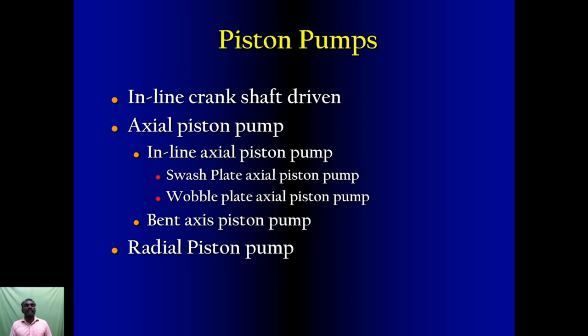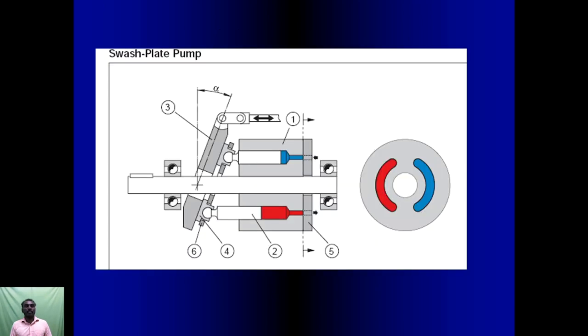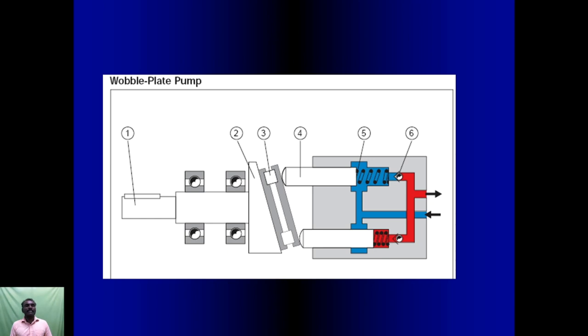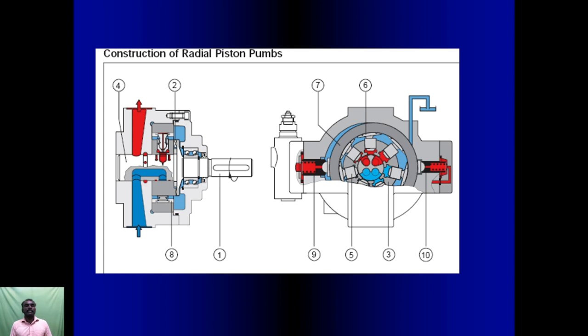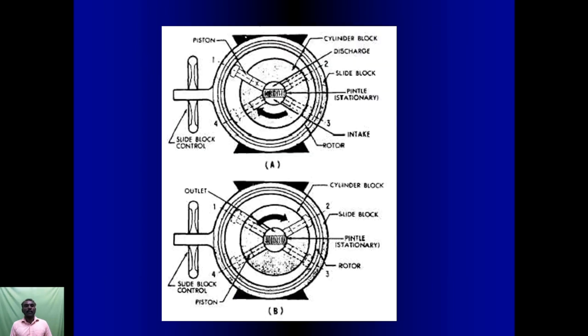In-line crankshaft system, which is used, piston pump. The axial piston pump: in an in-line axial piston pump, we have two types: swash plate axial piston pump and oval plate axial piston pump. The second thing is the bent axial piston type. Finally, we have a radial piston type. This is a schematic diagram of a swash plate pump. This is a schematic diagram of an oval plate pump. This is a bent axis pump. This is the construction of a radial piston pump.